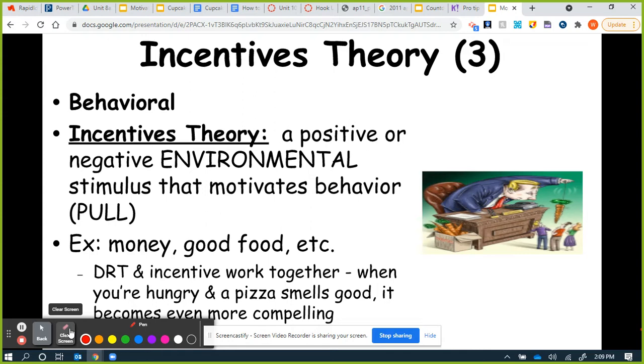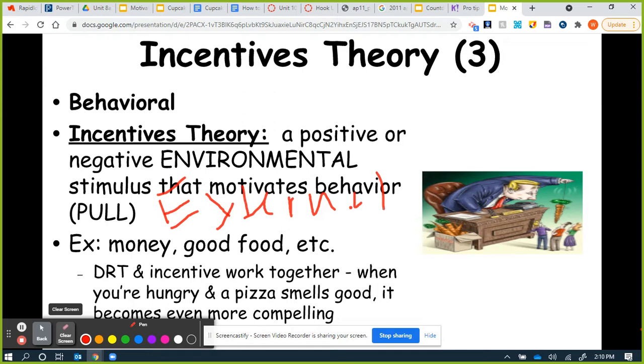So either doing something because we're going to get something good out of it, that's an incentive, or doing something to avoid something bad happening. Okay, you're motivated to do the dishes if your mom asks you to do the dishes, and the incentive there is not getting in trouble. Whereas drive reduction theory is an internal push. All right, this one would be called an external pull. Okay, because it's something in the environment that is pulling us towards a behavior.